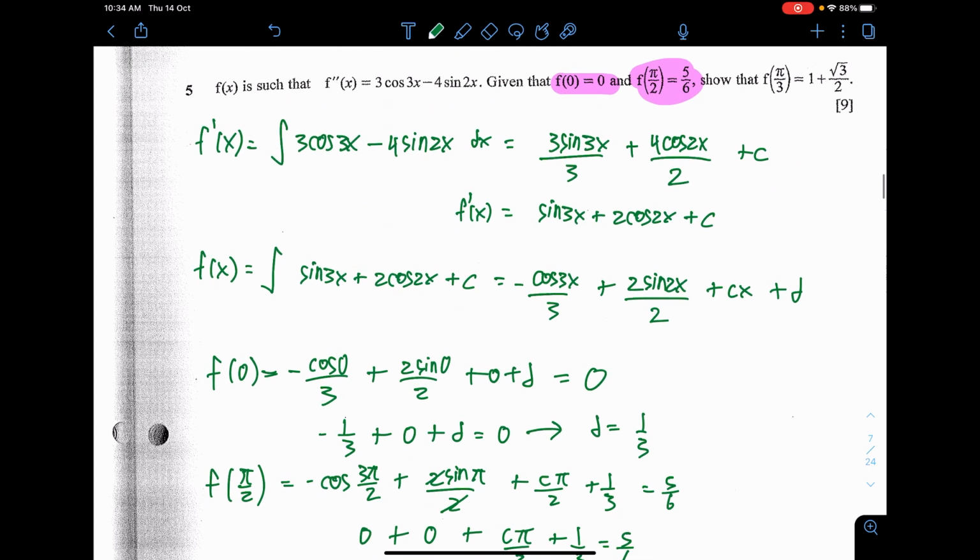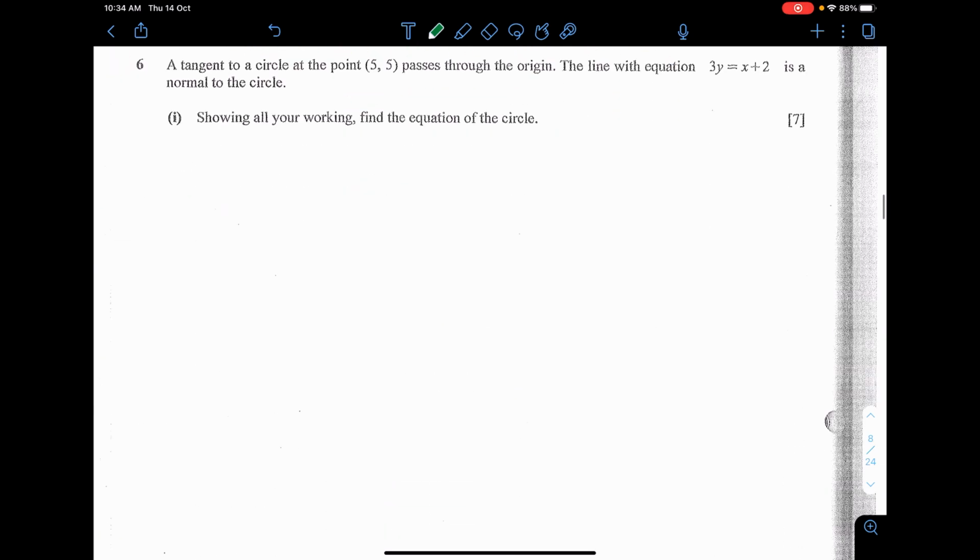This is a very huge 9 marks. So yeah, the scariest part is if you did a careless mistake like what I did just now and didn't realize it until the end. Okay, very dangerous.